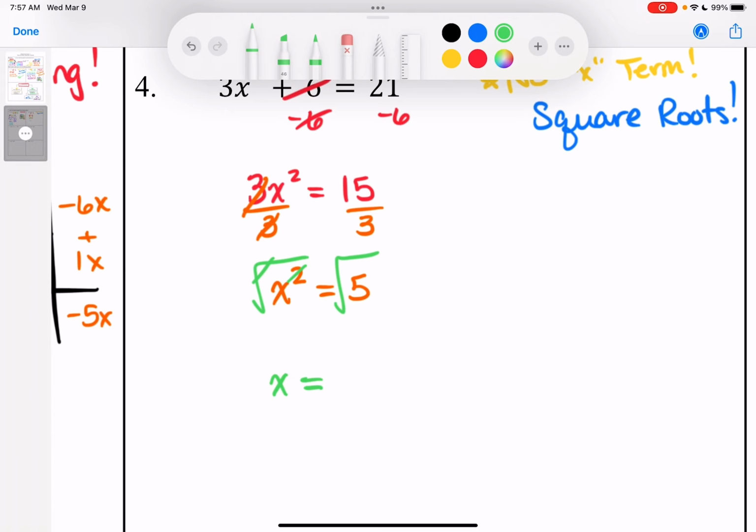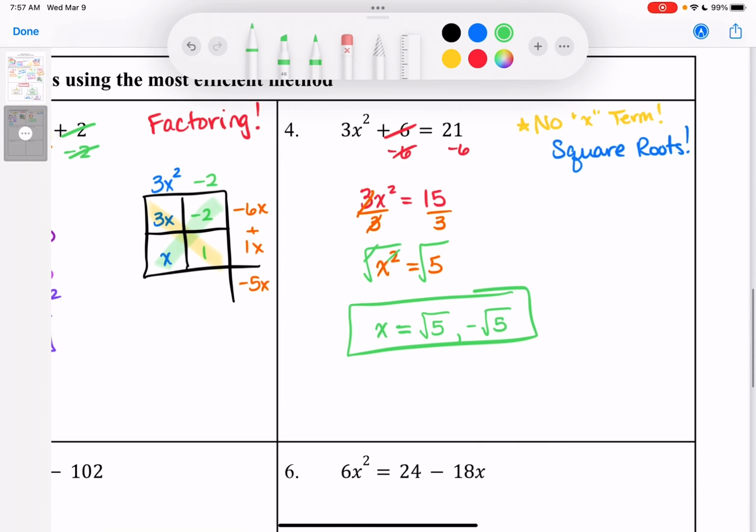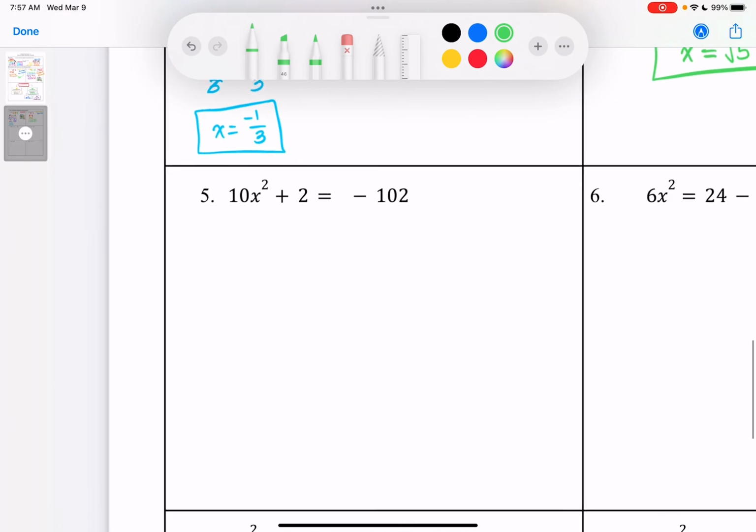5 is not a perfect square, but that's okay, right? We talked about that on day 1. So my answer is just going to be positive square root of 5 or negative square root of 5, right? I can still have plus or minus even if I have radicals in my answer. There we go. Oh man, I love the square root ones, right? All right, here we go.